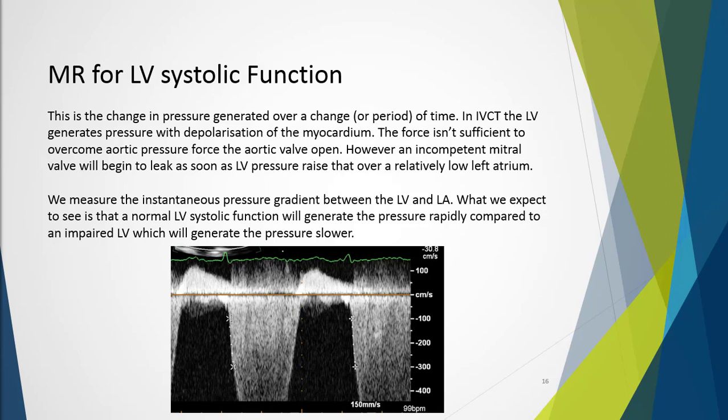We are interested in measuring the pressure change in the IVCT, the early component. The assumption is made that left atrial pressure doesn't increase during this period. Thus, we measure the instantaneous pressure gradient between the LV and the LA. Given the established relationship between velocity and pressure, we can imply that a rate of velocity increase represents a rate of pressure increase. What we'd expect to see is that the normal LV systolic function will generate the pressure rapidly compared to an impaired LV, which will take longer to generate the same pressure.